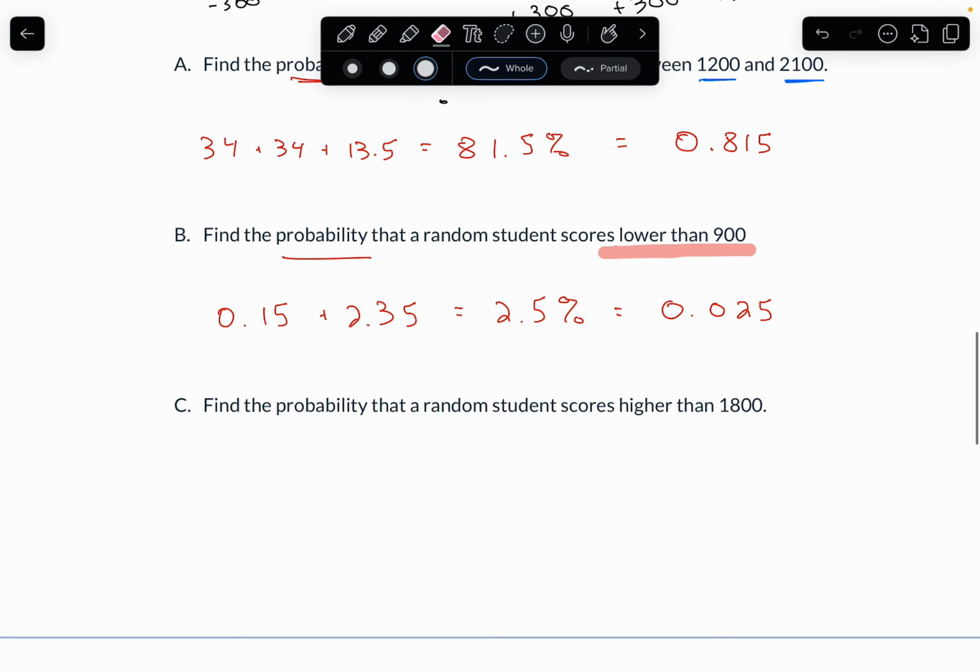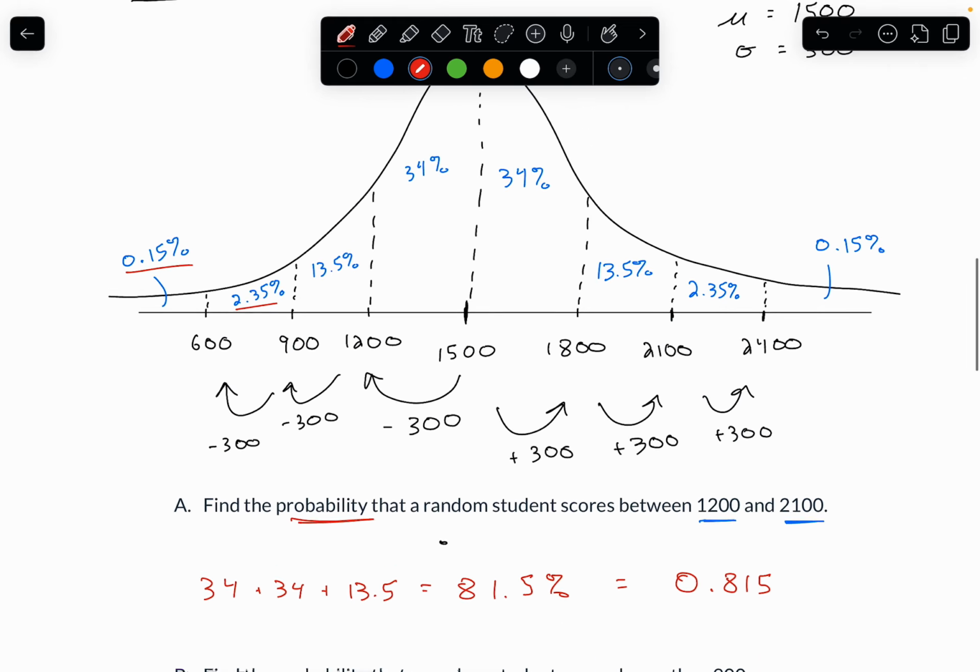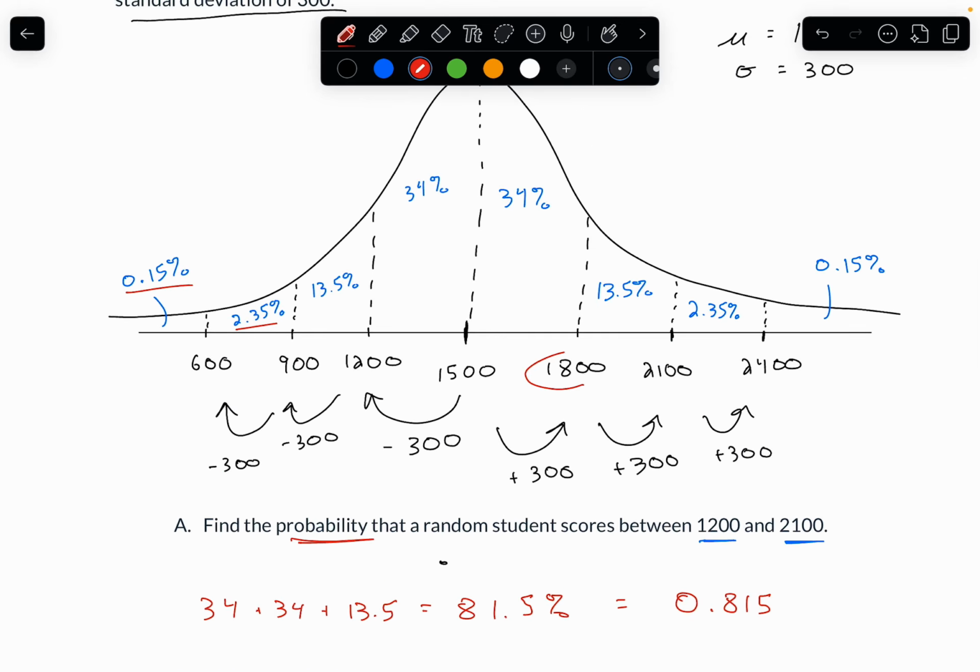Let's take a look at one more part. Last part, part C here. Find the probability that a random student scores higher than 1800. So again, we're talking about higher than 1800. I'm going to scroll back up and look at my picture. Here is 1800 right here. So I'm talking about that particular score, and if we scored higher than 1800, we would be talking about the area to the right on my normal distribution. I would be talking about this section of my normal curve.